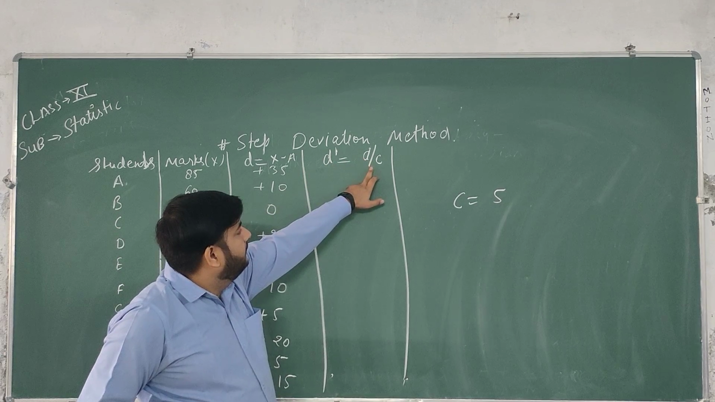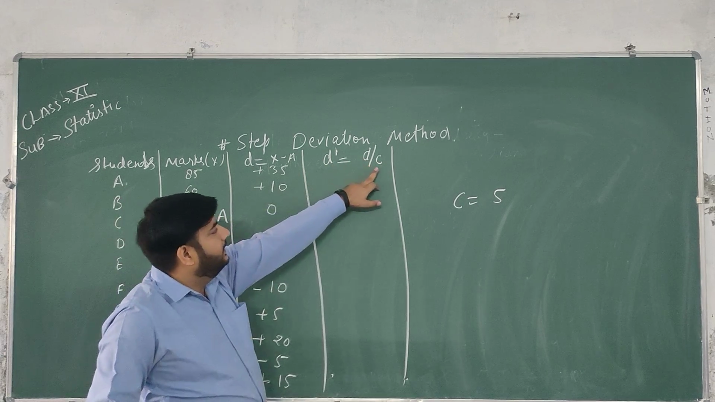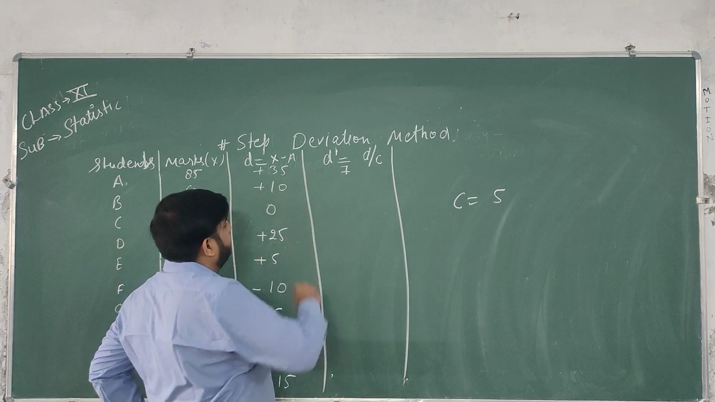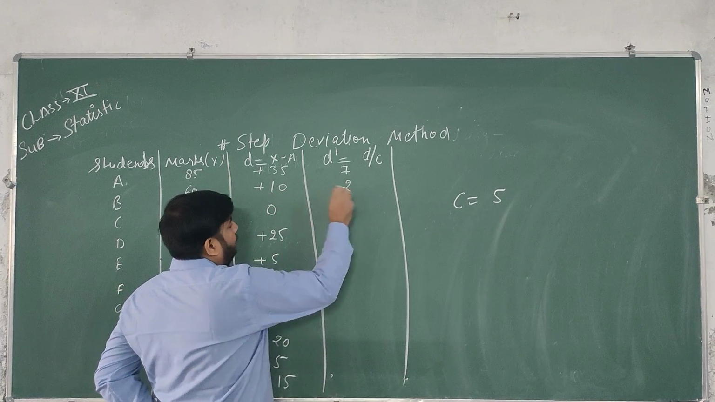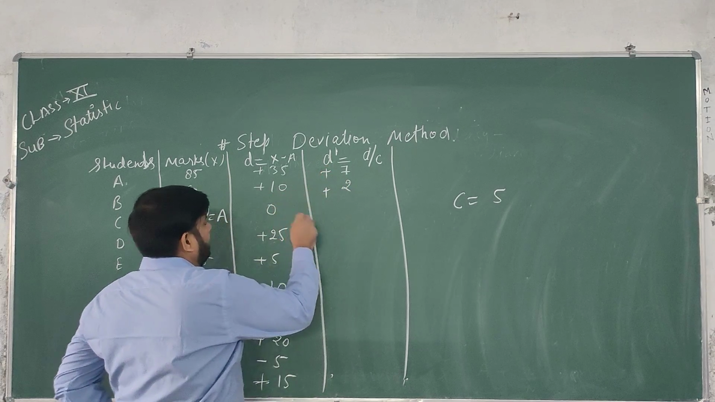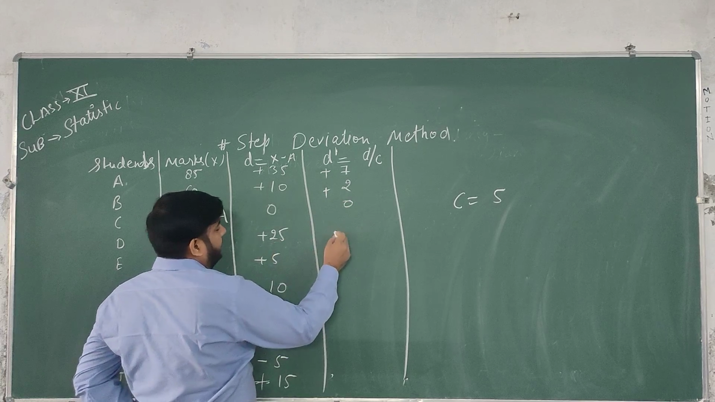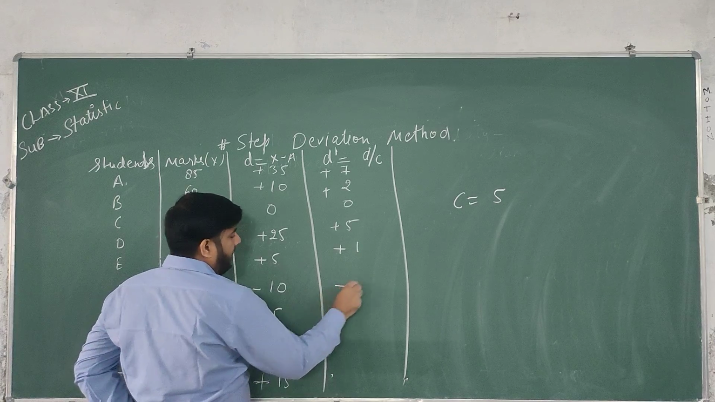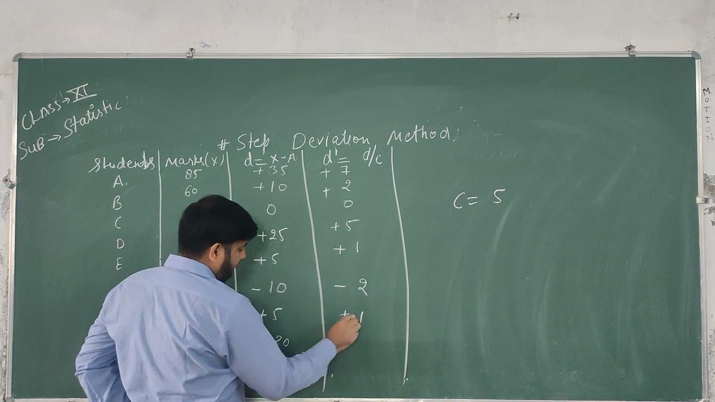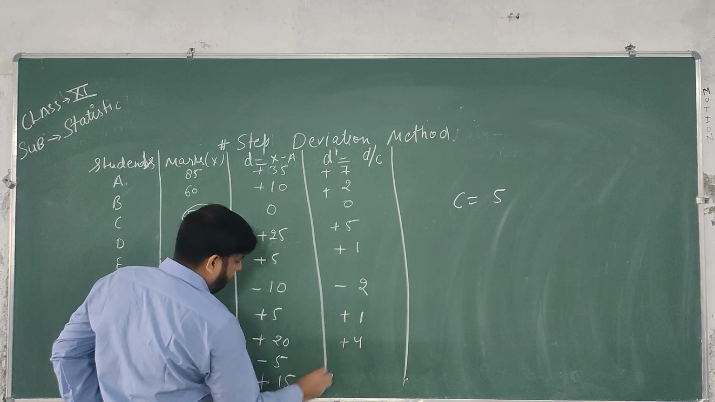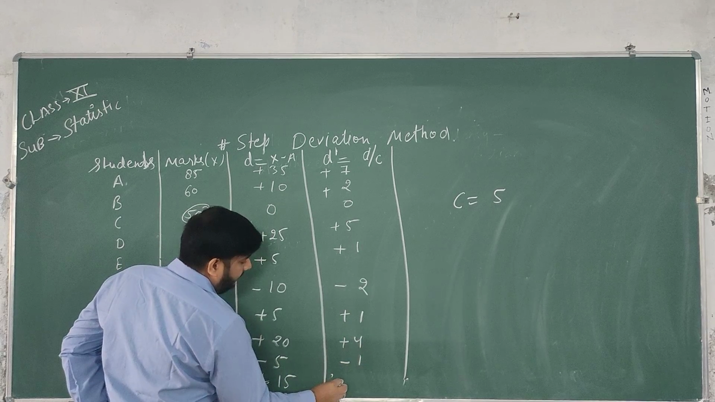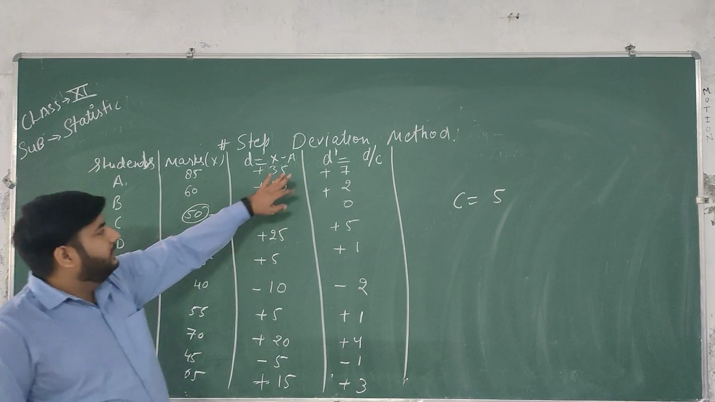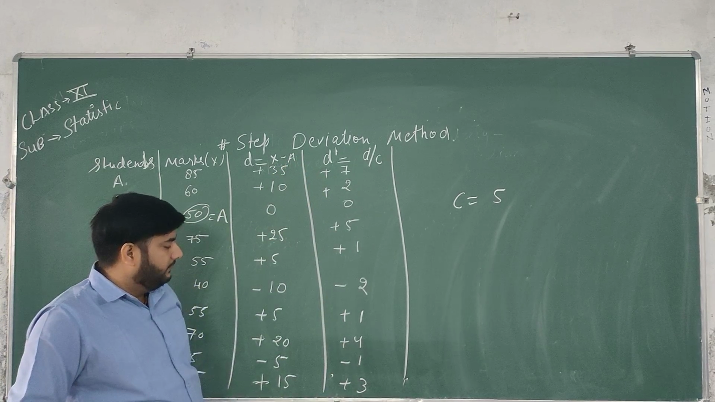Okay, so for calculating D dash, we divide D by C. So first 35 divided by 5 is 7, 10 divided by 5 is 2, 0, 25 divided by 5 is plus 5, plus 1, minus 2, plus 1, plus 4, minus 1 and plus 3. So these are the values of D dash. Okay.